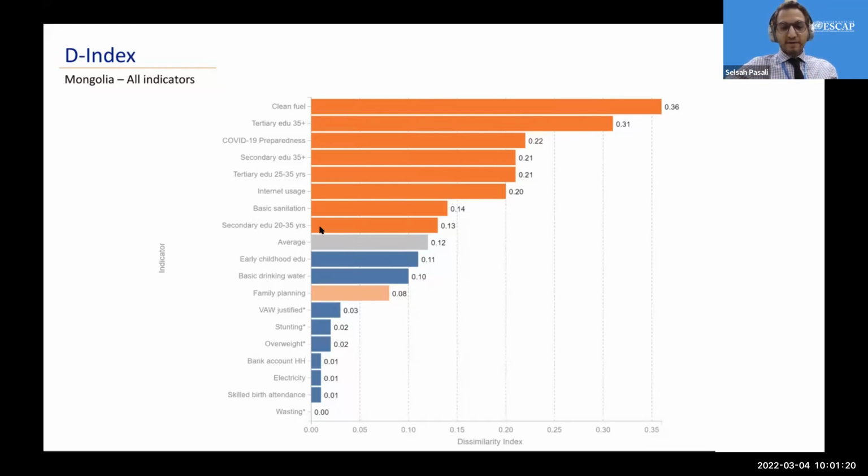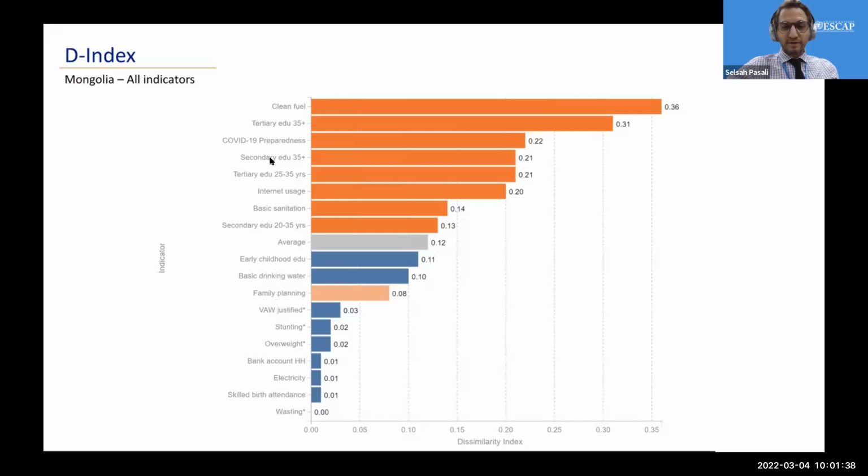The issue is of particular concern for access to clean fuel and tertiary and secondary education completion for the age groups that were discussed yesterday. So 20 to 35-year-olds and 35+-year-olds.